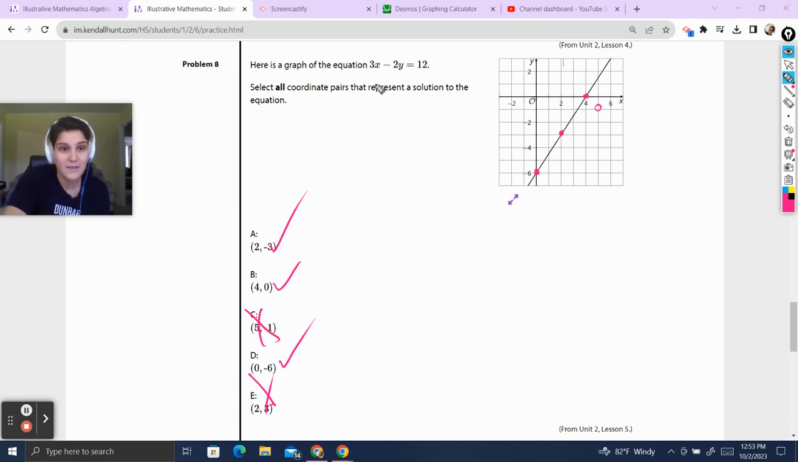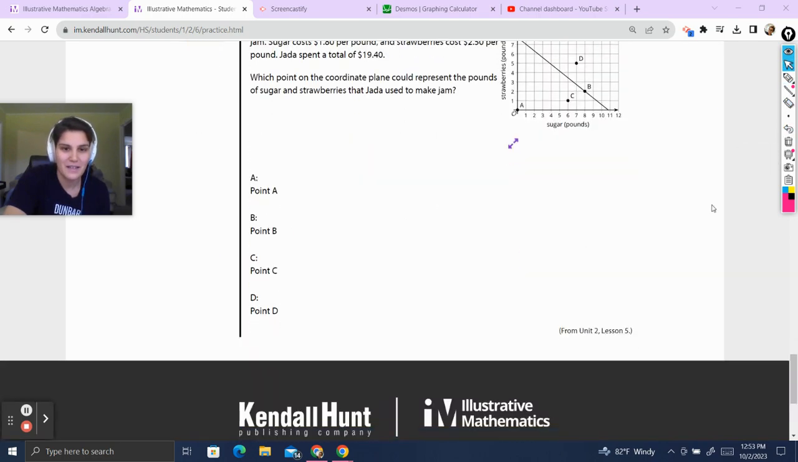Now, we could plug in each of these points like we did for the last one, but I find looking at the graph is way easier, so we're going to skip that step.